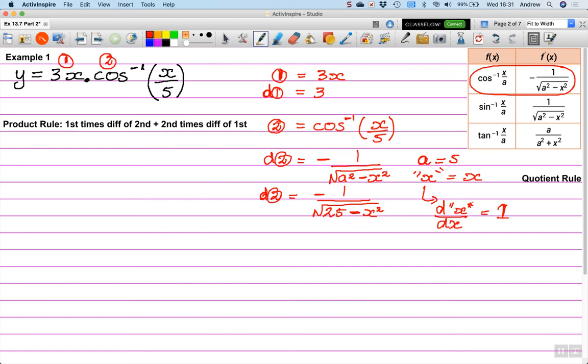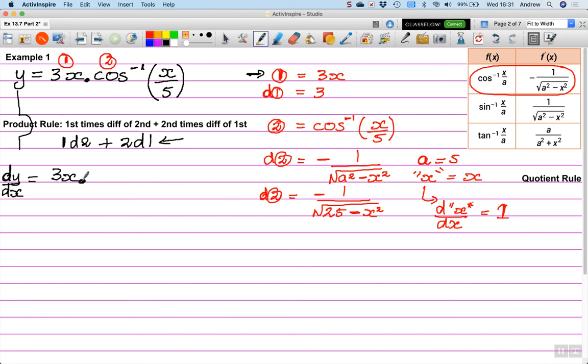So what we're going to do now is put it all together. So we're differentiating the y. When we differentiate the y, we are going to get dy by dx. And then we're going to start applying this formula: first times differential of second plus the second times the differential of the first. Now this is my preferred way of writing it, as long as I say it in words. What is my first function? My first function is up here, and it is 3x.